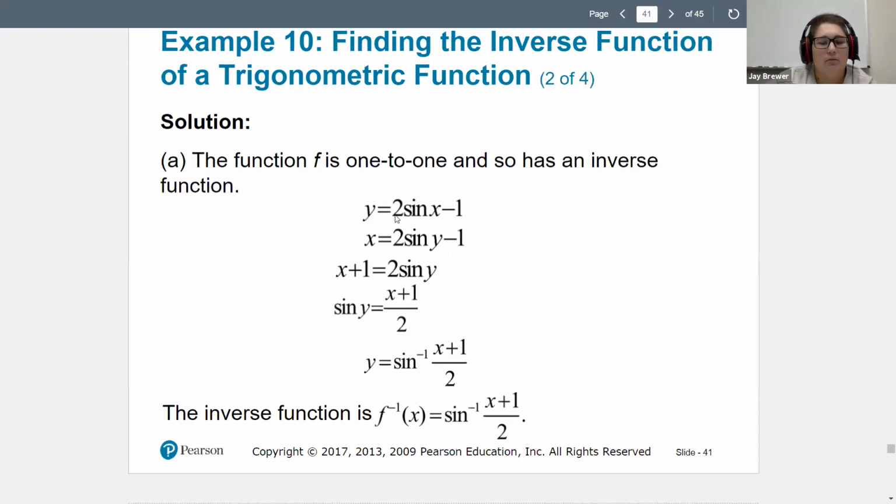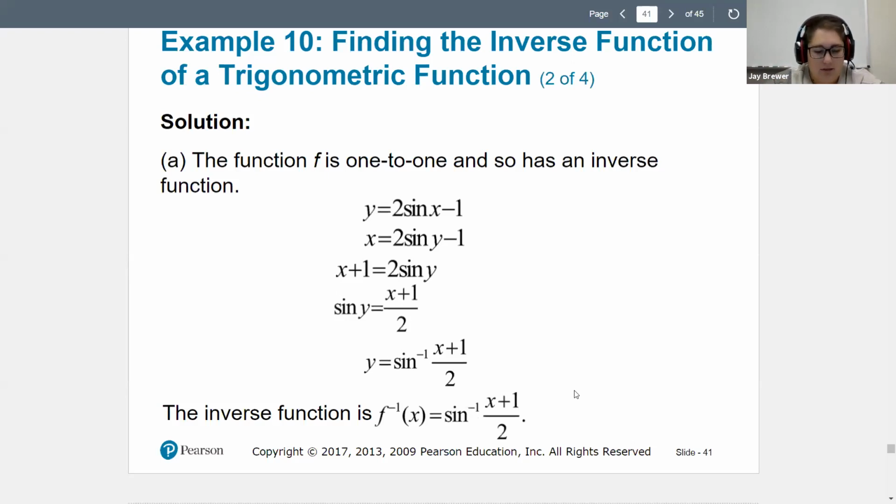So if we start out with y equals 2 sine x minus 1, we're going to switch out the x and the y, and then we'll solve for the new y. So they added 1 to both sides, then they're dividing by 2, and then they're taking the inverse sine. Okay, so to go from one to the other, there's all of your steps. And then so the inverse function is equal to sine inverse quantity x plus 1 all over 2.